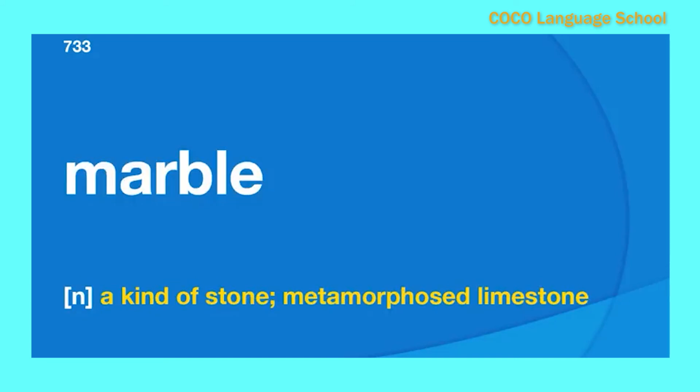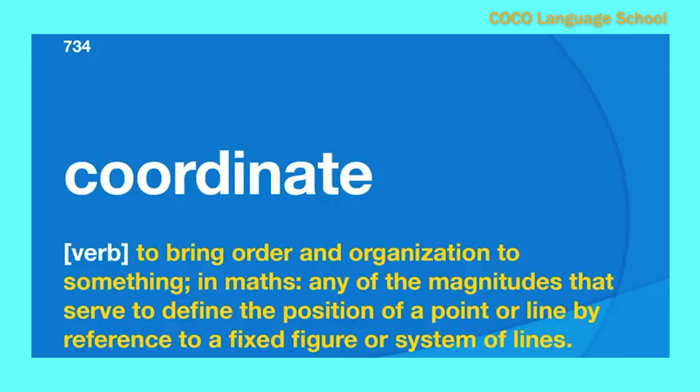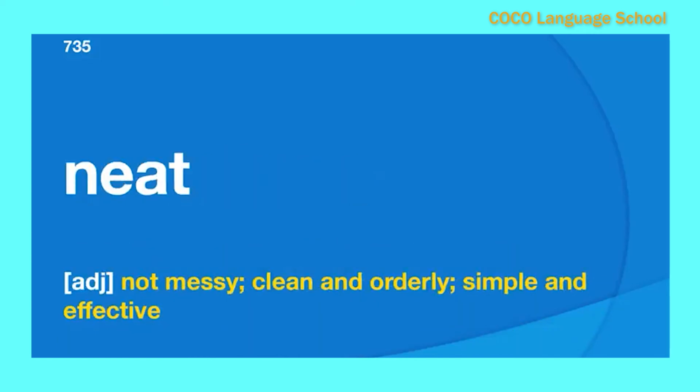Marble. To bring order and organization to something in maths. Any of the magnitudes that serve to define the position of a point or line by reference to a fixed figure or system of lines. Coordinate. Not messy, clean and orderly, simple and effective. Neat.